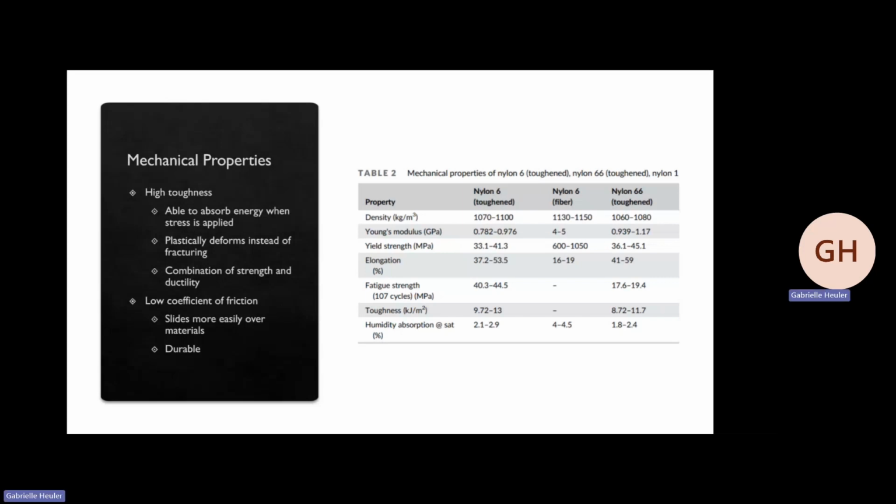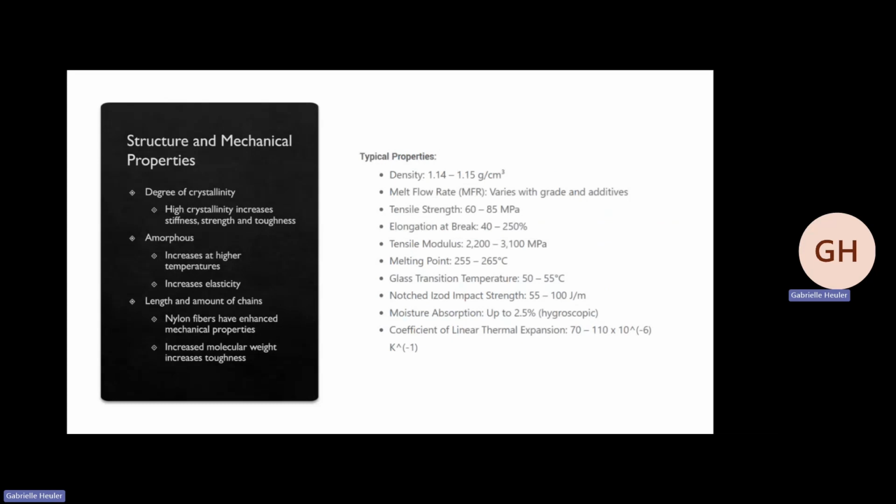And nylon's low coefficient of friction means that it is able to move against materials without damaging its structure, which makes it durable. A high degree of crystallinity increases stiffness, strength, and toughness. When nylon is more amorphous, it is more elastic. From this list of properties, you can see nylon has a high tensile strength and a high melting point.